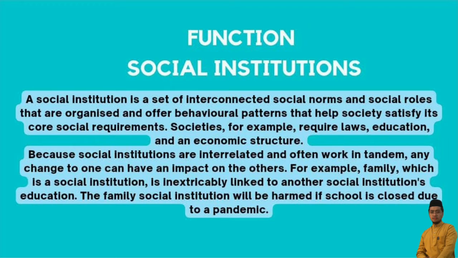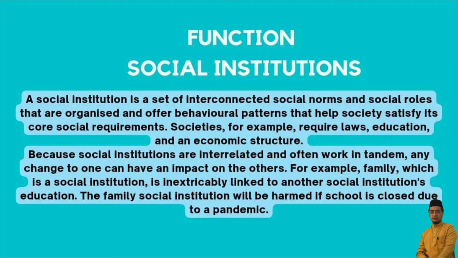A social institution is a set of interconnected social norms and social roles that are organized and offer behavioral patterns that help society satisfy its core social requirements. Societies, for example, require laws, education, and an economic structure.